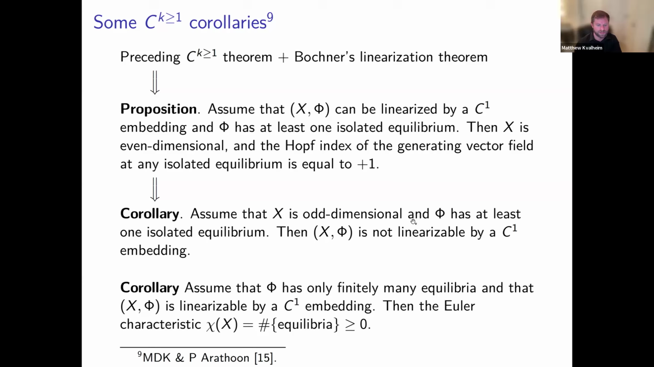Well, that proposition immediately gives you the corollary that if X is odd dimensional and there's at least one isolated equilibrium, then the flow is not linearizable by a C1 embedding. And the proposition also tells you, for example, that if you have a C1 flow with only finitely many equilibria, and if it's linearizable by a C1 embedding, then using the proposition and also the Poincare-Hopf theorem, the Euler characteristic of the state space is just the total number of equilibria with no signs in the count, no signs at all. And in particular, it's got to be non-negative.